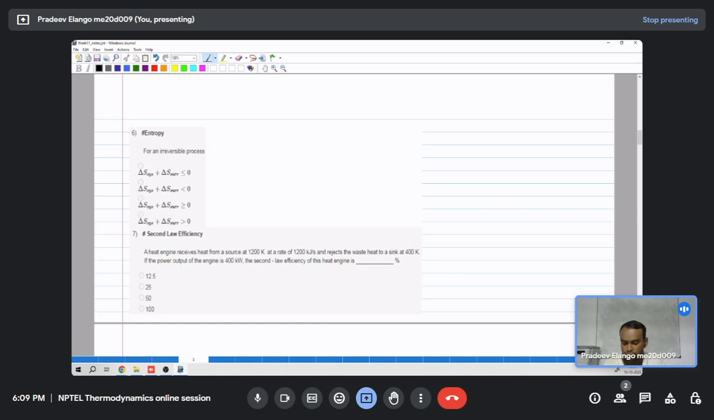Sixth question, for an irreversible process, which of the following is right? So when it is irreversible, the entropy change in the system plus surrounding will always be greater than 0.